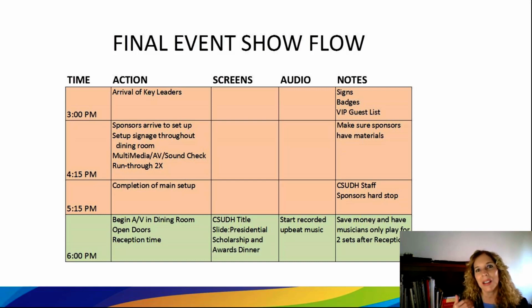I have somebody there on walkie with me so that they can cue the next person up and have them right behind the stage. So this is what a final event show flow looks like, and this is part of the one that I use for Cal State. You can see it has the time, the action, and screens, because we had screens in the dining room, so we know what to play at what time. I had the AV department manage that part of the show, the audio, and what music is going to play. If you do have musicians, to cut back costs, sometimes we only do recorded music.